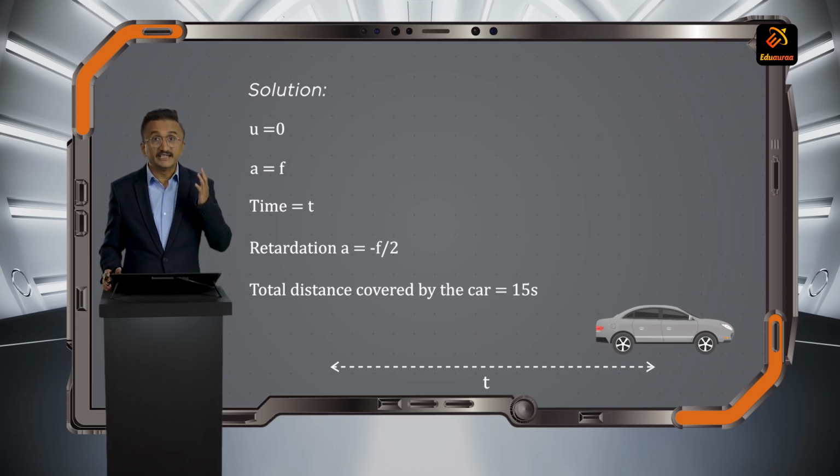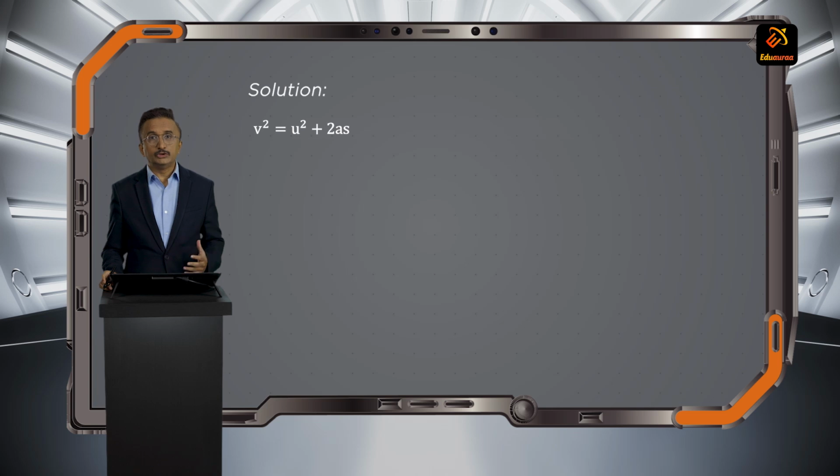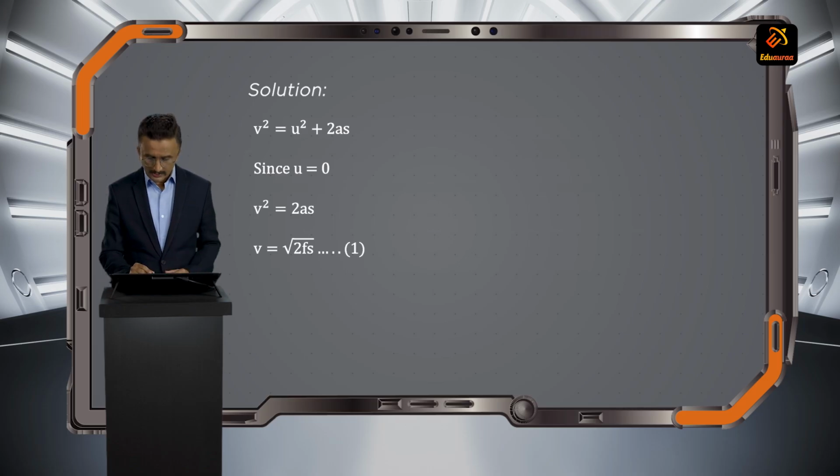Okay, so u is equal to 0. So now I can use the third kinematic equation. V square is equal to u square plus 2as. Initial velocity is 0. So v square is equal to 2as. So v square is equal to 2, acceleration is f and s. So v is equal to root 2 fs. Okay.